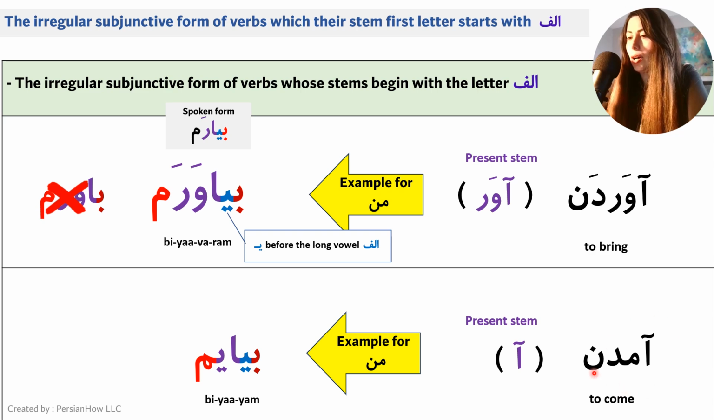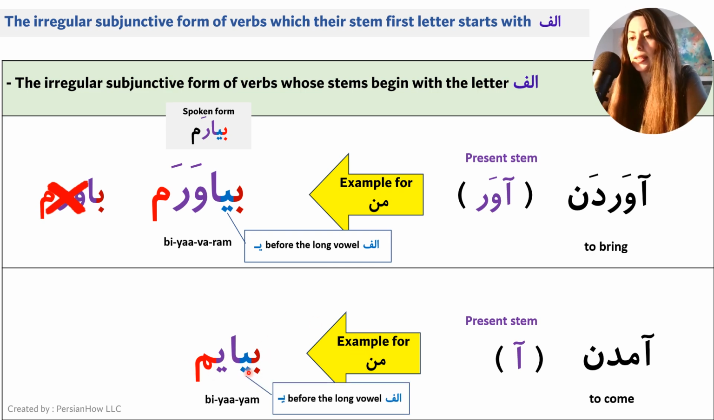Another example, آمدن. A is the present stem. Let's say again subject is man, so it would be بیایم. So we add a ye between be and aleph. This aleph is for this one. And then what is this ye here? Because there's no ye in the present stem. We add a ye again because there's an aleph here. And to ease the pronunciation, we add a ye before the conjugation.